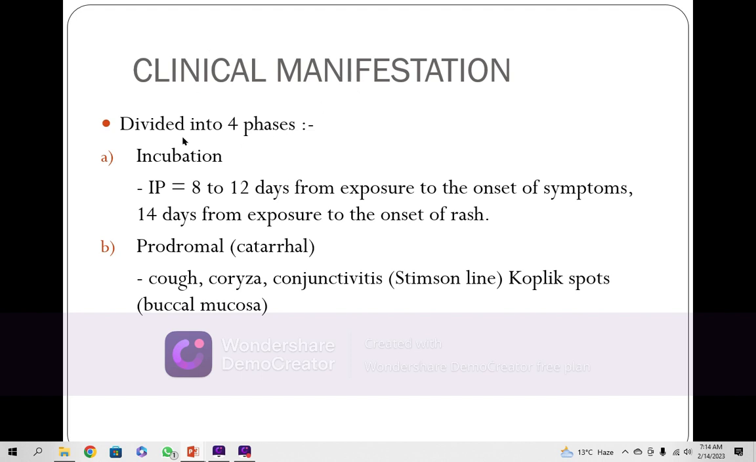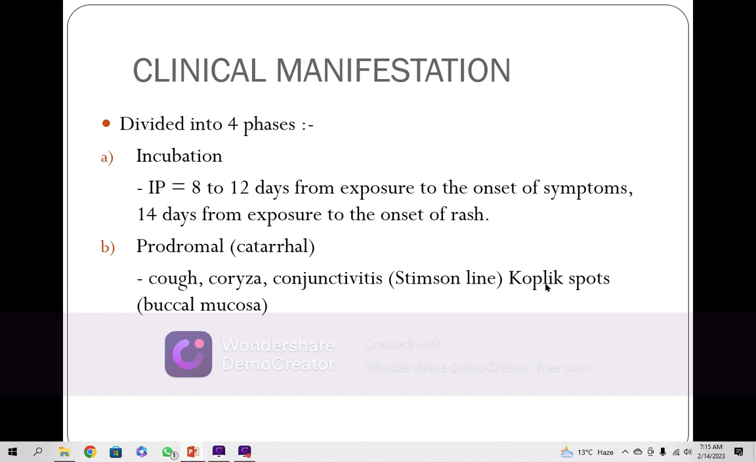The clinical manifestation is divided into 4 phases. First is the incubation period, is 8 to 12 days from exposure to the onset of the symptoms, 14 days from exposure to the onset of the rash. So the total here is about the disease will remain there about 15 days. The prodromal catarrhal period, there will be cough, there will be coryza, and the conjunctivitis, Stensen's duct, that is, you've seen Koplik spots, specific, and it is on the secretory duct of the parotid gland around it, on the upper part of the palate.